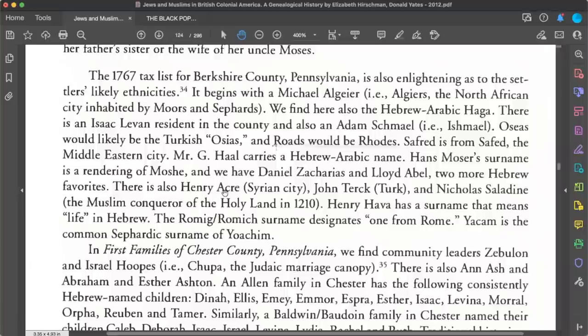Mr. G. Hal carries a Hebrew Arabic name. Hans Moser's surname is a rendering of Moshe. And we have Daniel Zacharias and Lloyd Abel, or Abel, two more Hebrew favorites. There's also Henry Acre, Syrian city, John Turk or Turk, and Nicholas Saladin, the Muslim conqueror of the Holy Land in 1210. Henry Hava has a surname that means life in Hebrew.